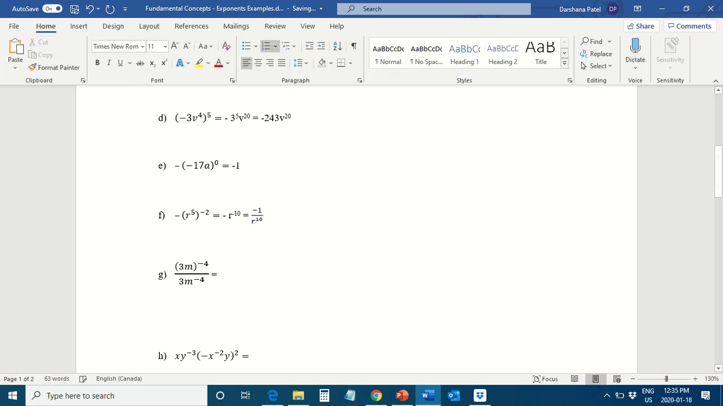For this one then, it looks like 3m to the negative 4, 3m to the negative 4. But the difference is the bracket. In the numerator, negative 4 applies to 3m altogether. In the denominator, negative 4 only applies to m.